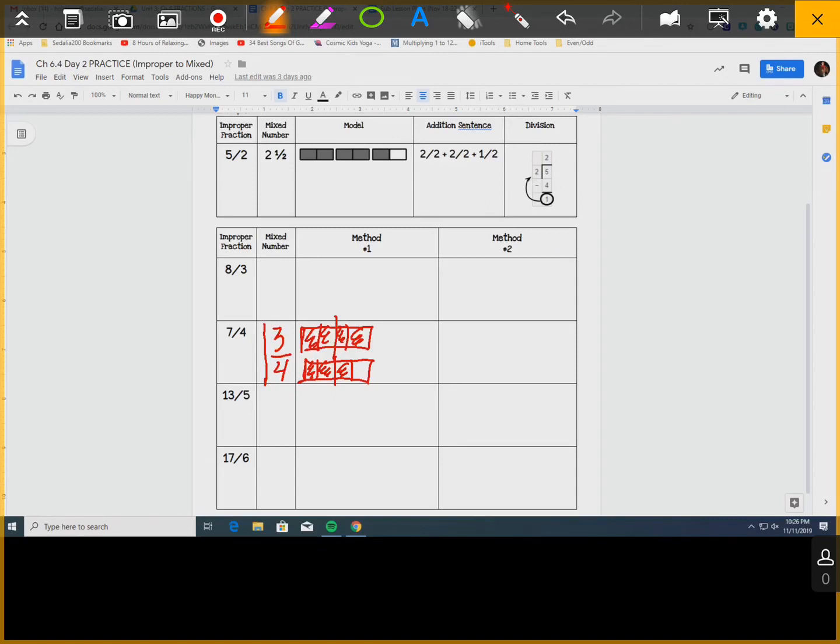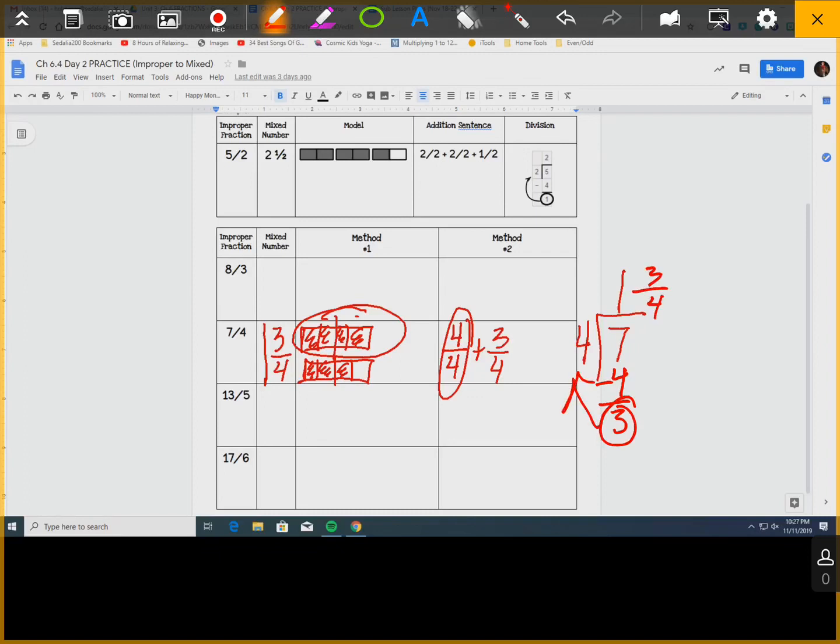I can do this in an addition sentence by using my whole fraction of 4/4, 4/4, and then 3/4 more would be 1 whole and 3/4. And using my third method of division, I would have 7 pieces divided into groups of fourths. And as I can see, that would be 1 whole and 3/4 remaining.